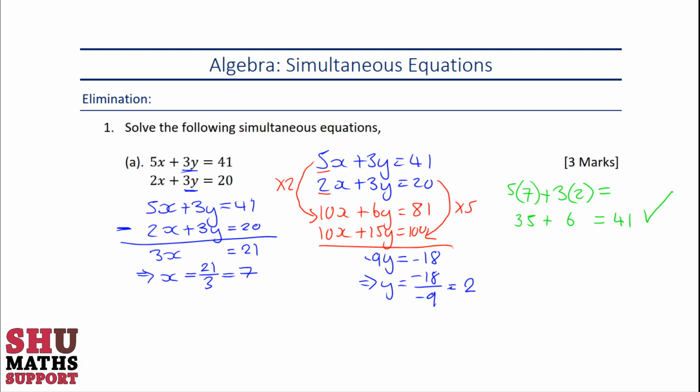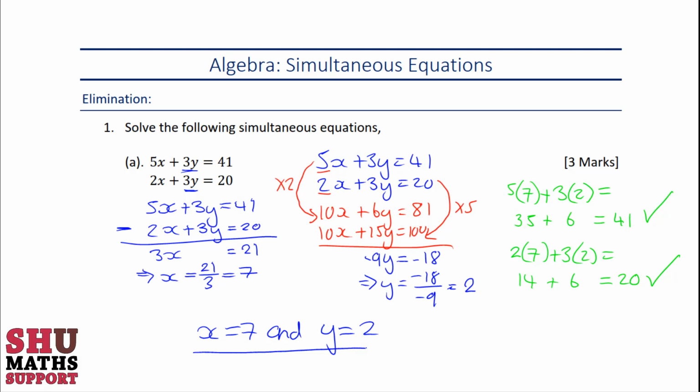And then for the second equation, we will have 2 times 7 plus 3 times 2 is equal to, well, 2 times 7 is 14, and 3 times 2 is 6, so 14 plus 6 is equal to 20, which means that the solution also works for the second equation. So that means at this point, we simply write x is equal to 7 and y is equal to 2, which is our final answer.